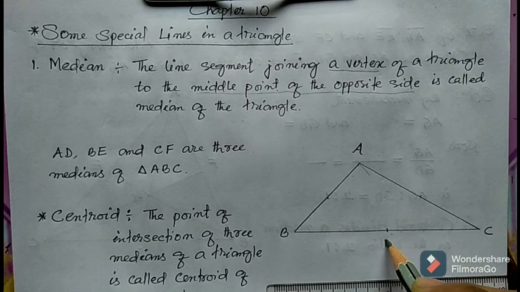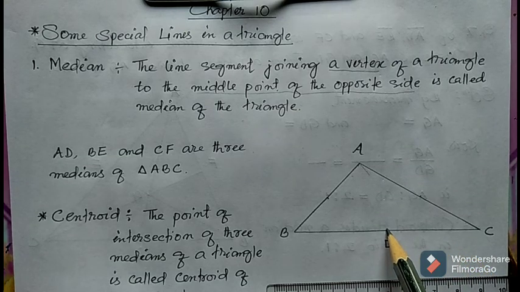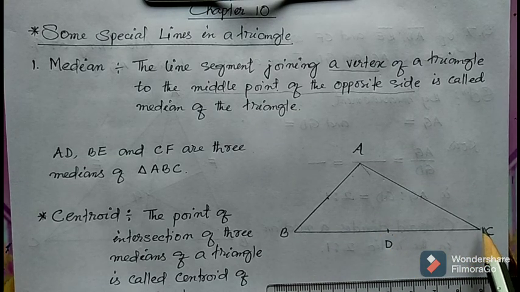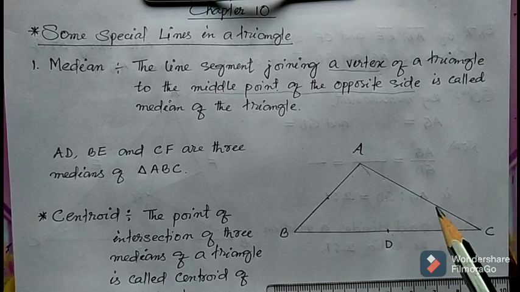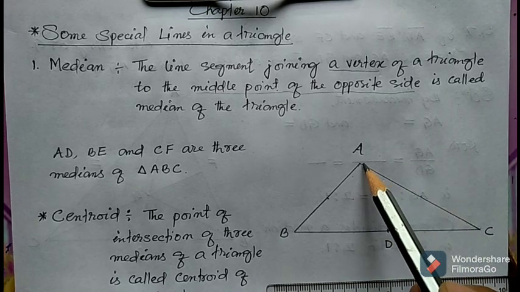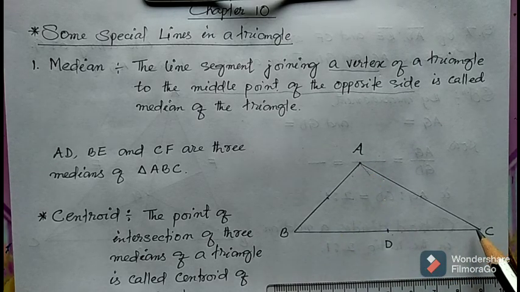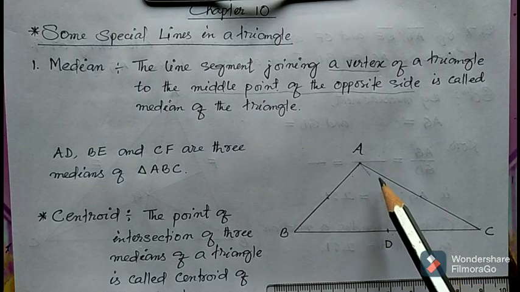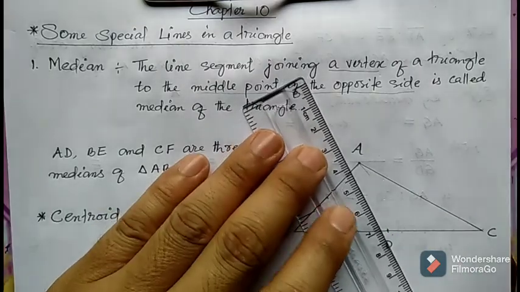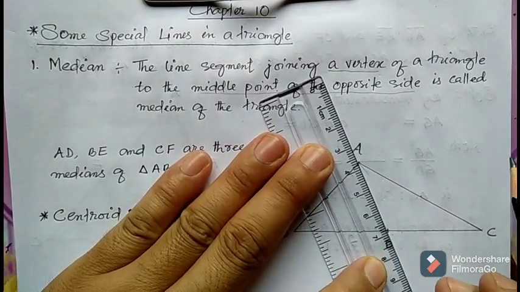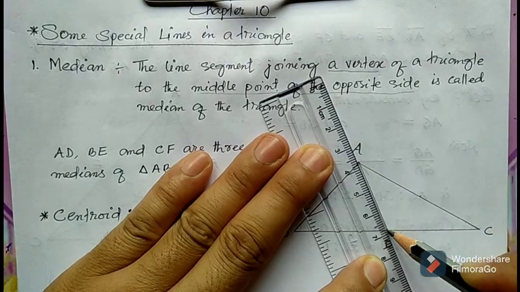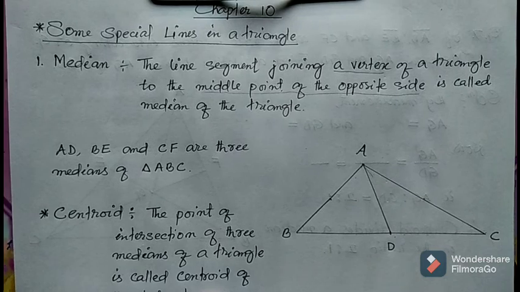So we name this D, and this D is the middle point of side BC, because from B to D is 4 centimeter. Again, from D to C is another 4 centimeter. So this D is the middle point. Now let's join this middle point with the vertex. Let's take the vertex A, and for this vertex A, the opposite side is BC, and we have taken the middle point of side BC. So joining this vertex A and the middle point of the opposite side D, we get a line segment. The name of the line segment is AD. So this AD is a median.